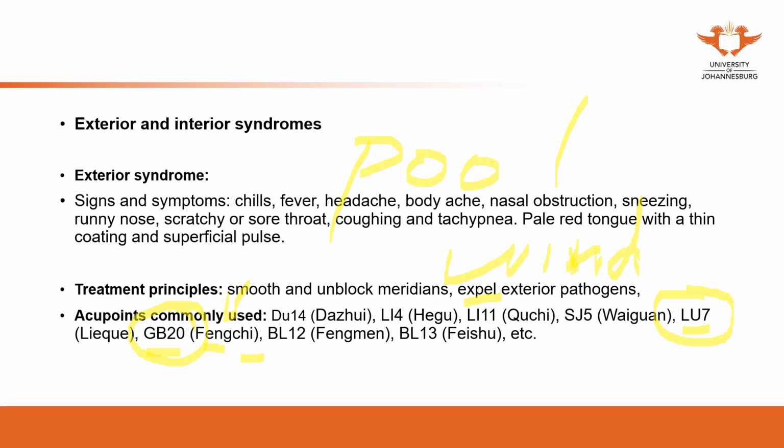Bladder 12, 风门. Feng, when you see feng, that's the wind. Men is the gate. That's where the gate of the wind. So these can help you to treat the wind. Fei Shu, bladder 13. Fei is the lung, Shu is the back Shu point.